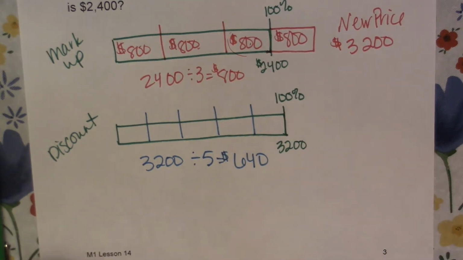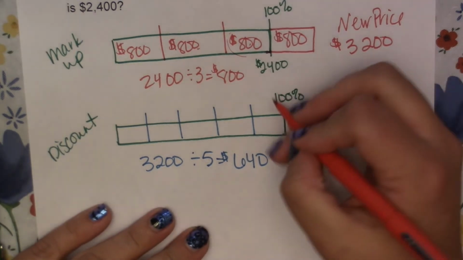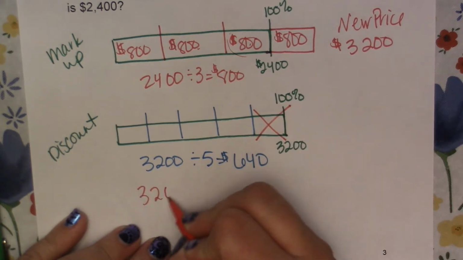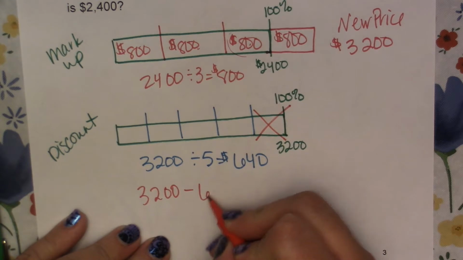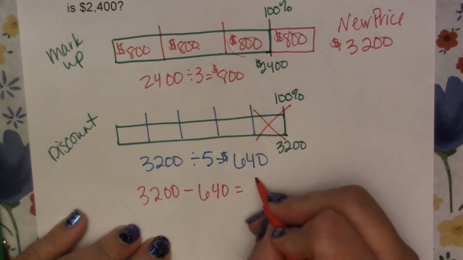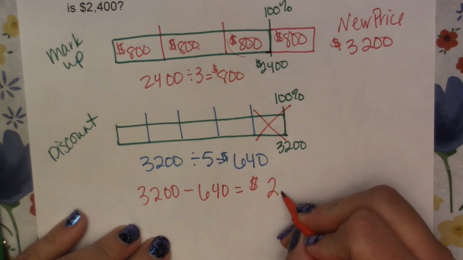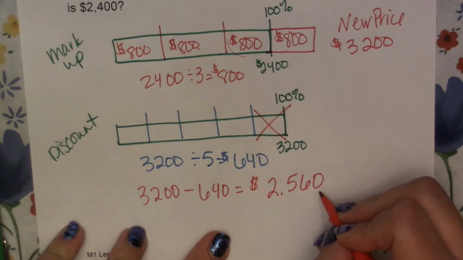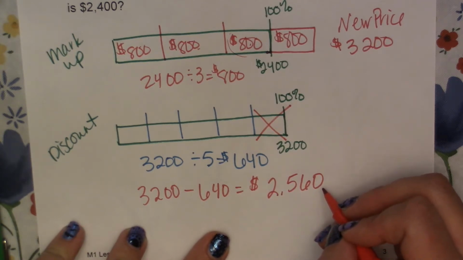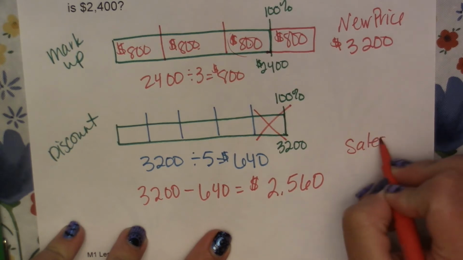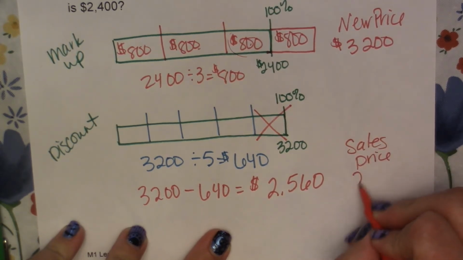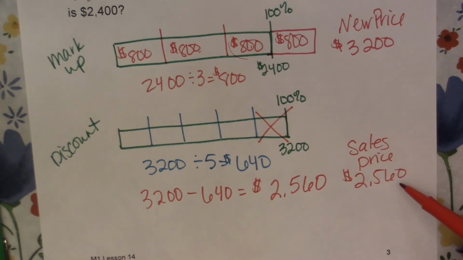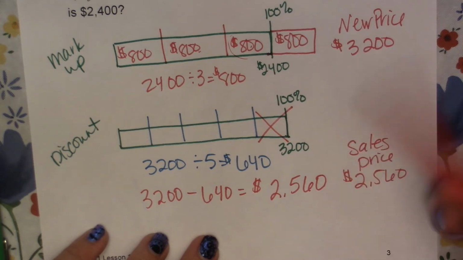So if I get rid of 1 box, because we're taking it off, we're going to take this $3,200 and subtract the value of 1 box, which would give us a final price of $2,560. So now our question said, how much profit? Well, let's write it out here so we don't forget what our sales price is, $2,560. So our question says, how much profit do they make by marking it up and then applying the discount?